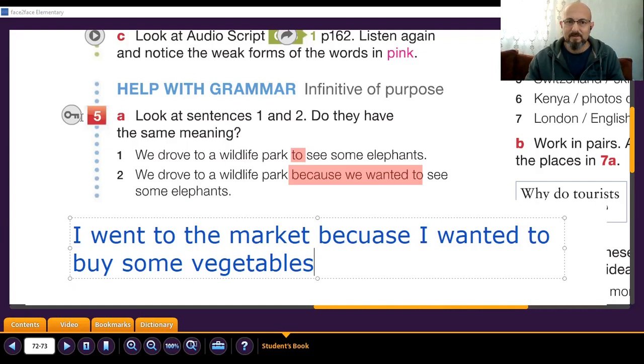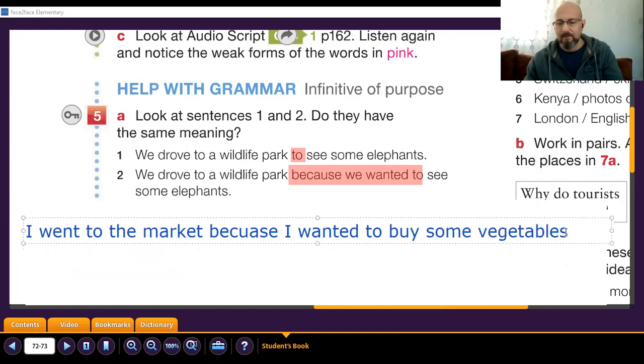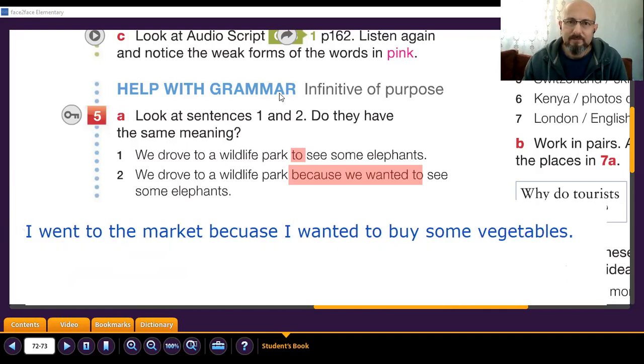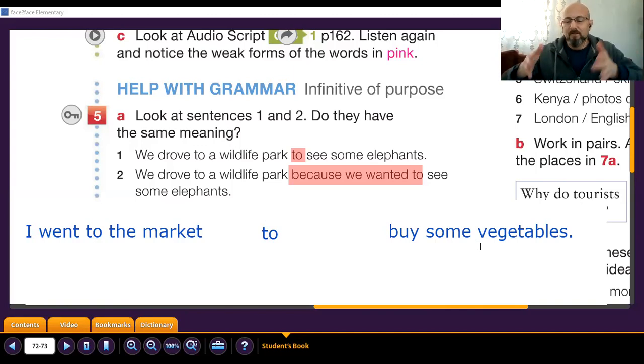Okay, I will make it a bit smaller so we can make it in one sentence, in one line. Yes, I went to the supermarket because I wanted to. Can we delete this? Yes. And what are we going to write? That's it. I went to the market to buy some vegetables. See, very easy. Because I wanted to, we change it and we say to.